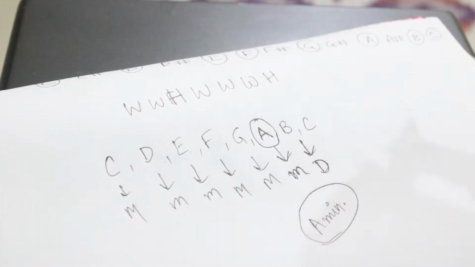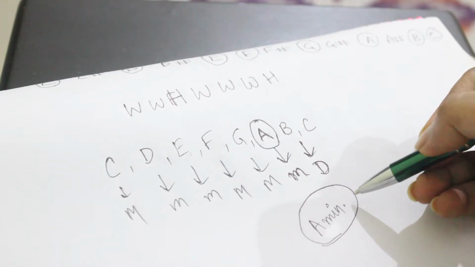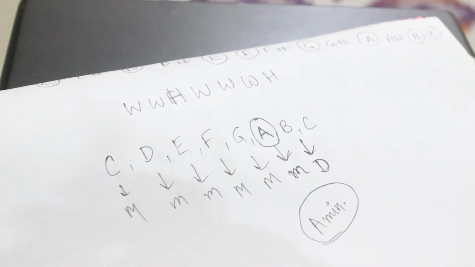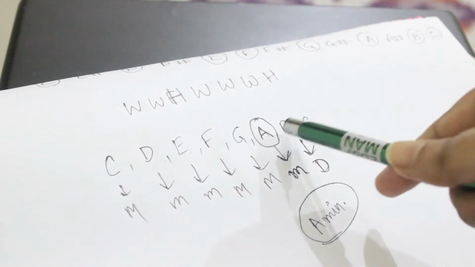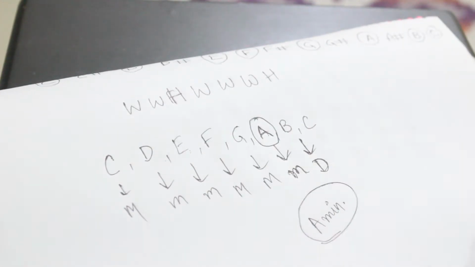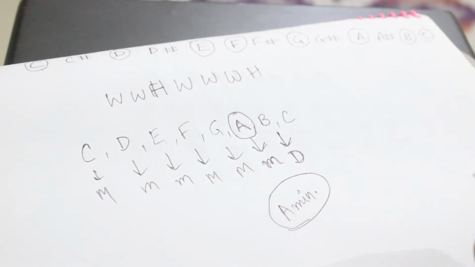So you can also say that the family chords in A minor will always be the same as C major. Okay, so the family chords of A minor are the same as those of C major. Let's take any other example.